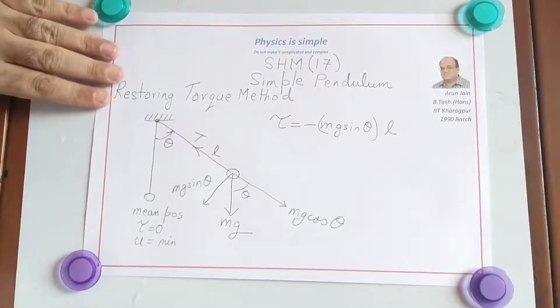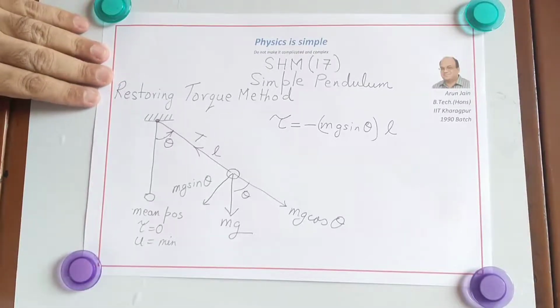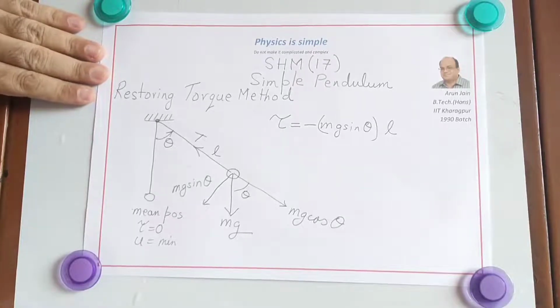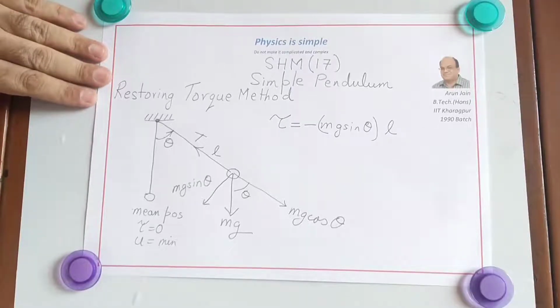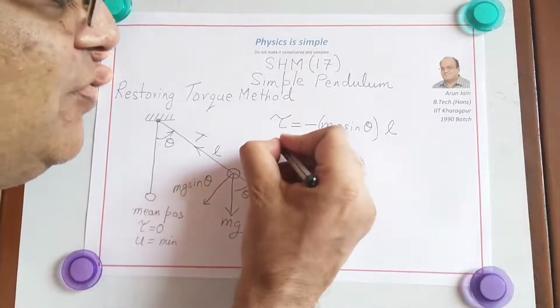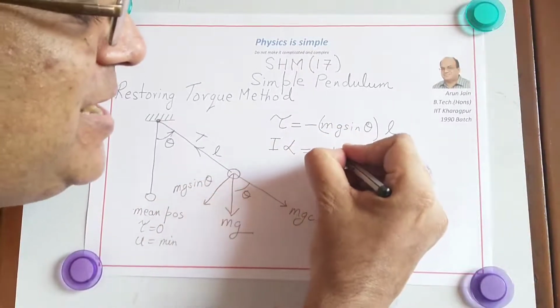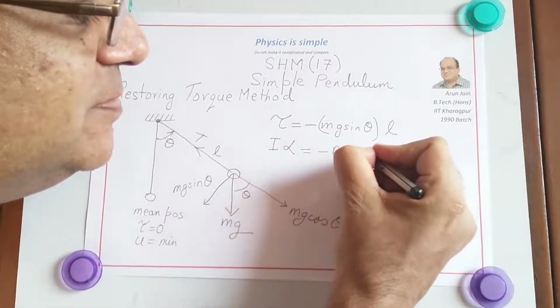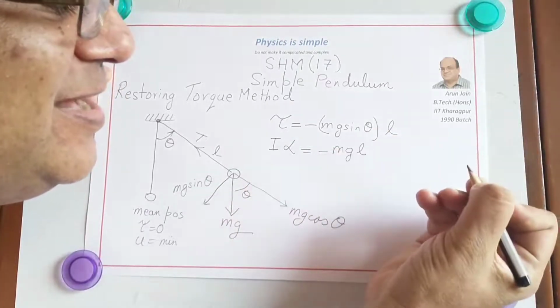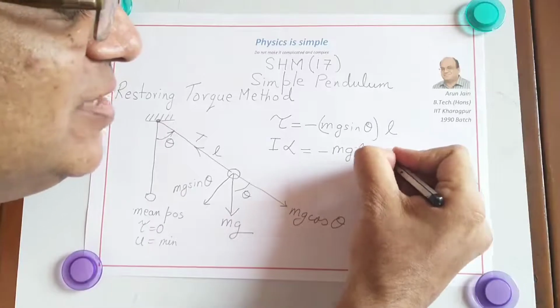Now we know that torque is I into alpha. F equal to ma. In rotational motion, F becomes tau, m becomes I, and a becomes alpha. So torque is nothing but I alpha. So I alpha will become minus mgL sin theta.